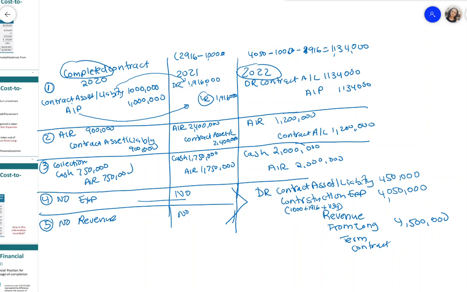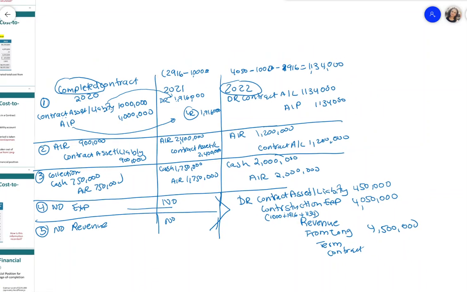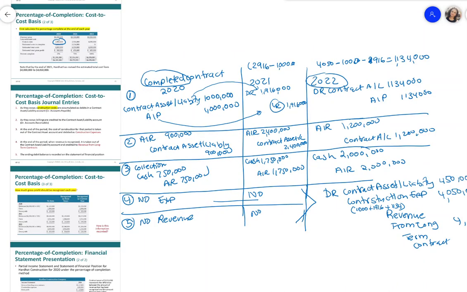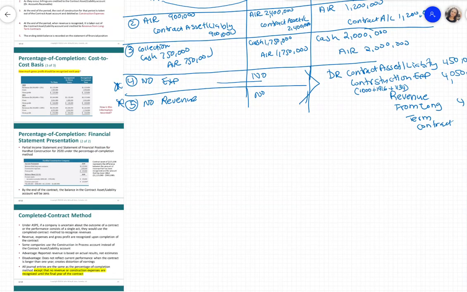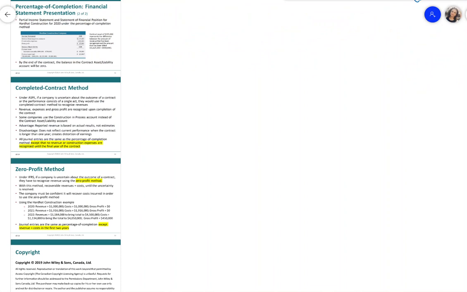So that's the difference between the completed contract and the percentage of completion. All the entries are the same except entry number 4 and entry number 5. Now we have another method that a company is allowed to use, called the zero profit method. With the zero profit method, you are allowed to record the revenue and expenses for each year, but you're not allowed to show the profit till the end.